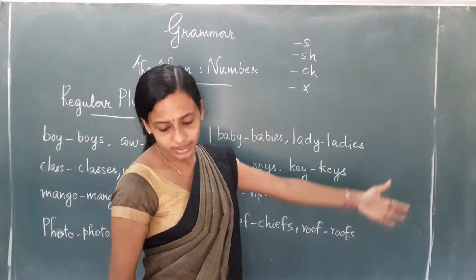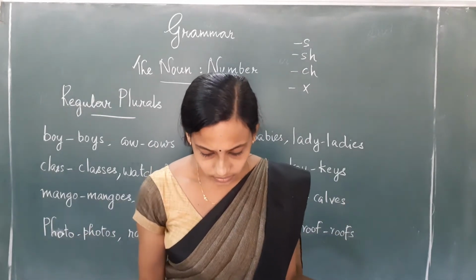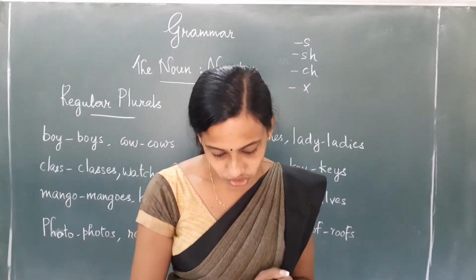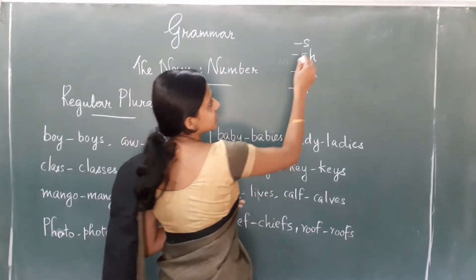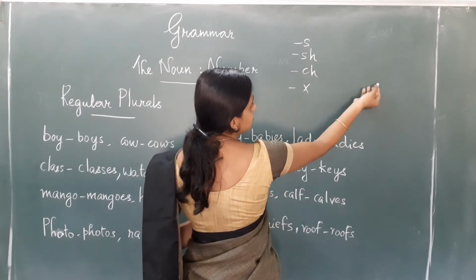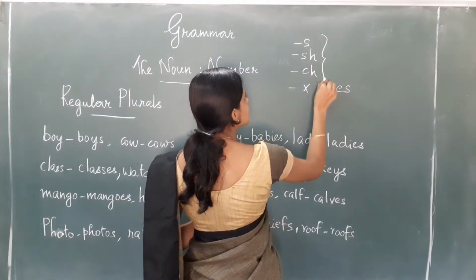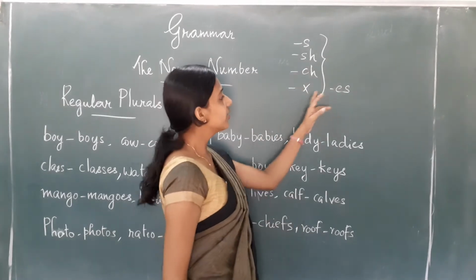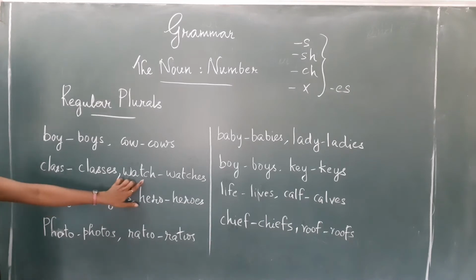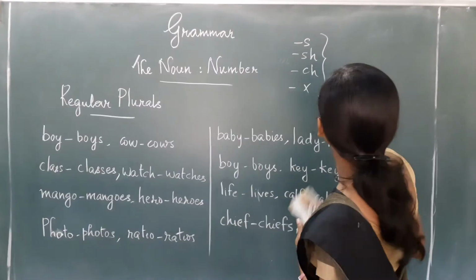Watch, watches. Class, classes. Brush, brushes. Box, boxes. Bench, benches. Branch, branches. Church, churches. Clash, clashes. You know, class, classes. Clash, clashes. Bench, benches. Box, boxes. We will add ES. If nouns end in these forms, we will add ES to the nouns. That is class, classes, watch, watches. Clear? Okay. Moving on to the third case.